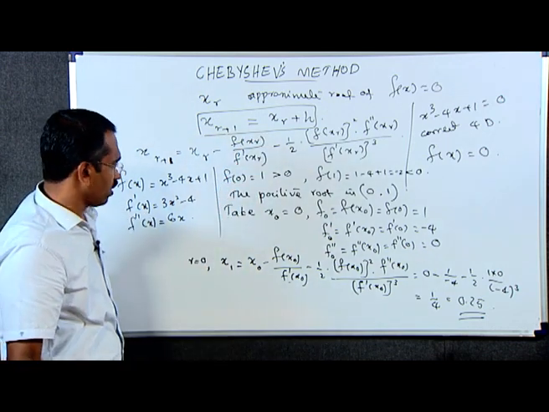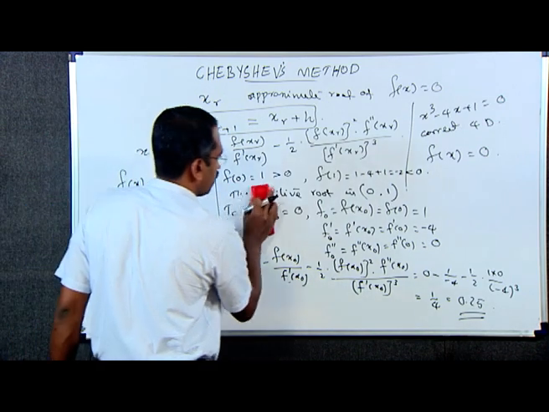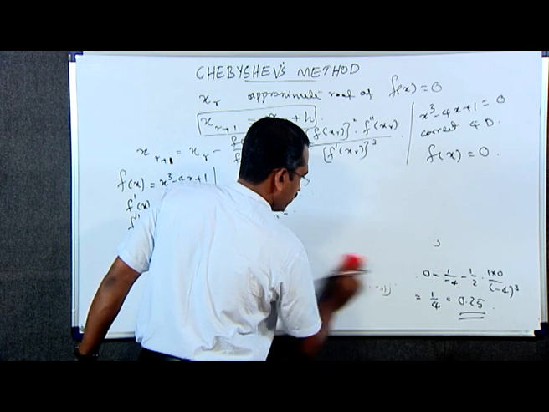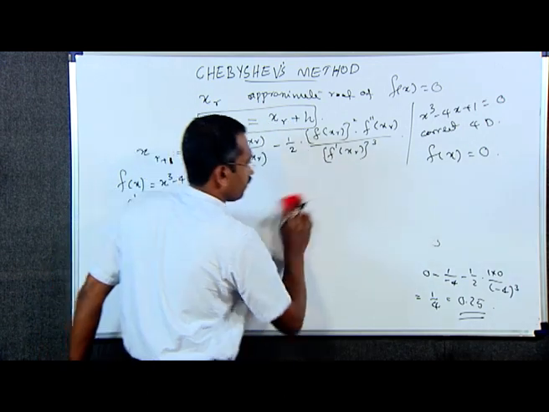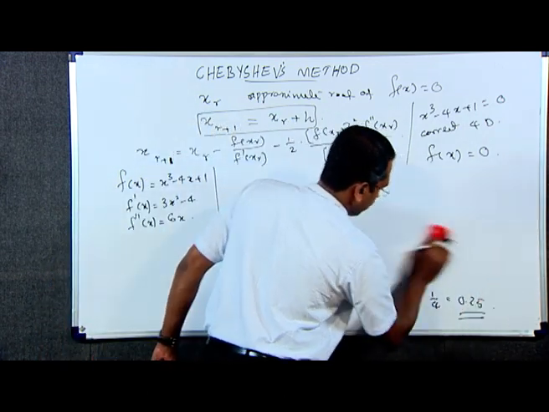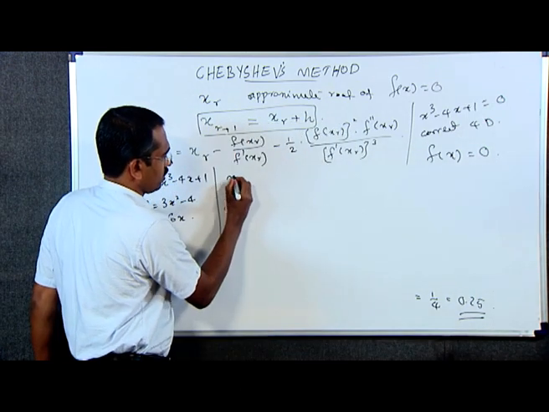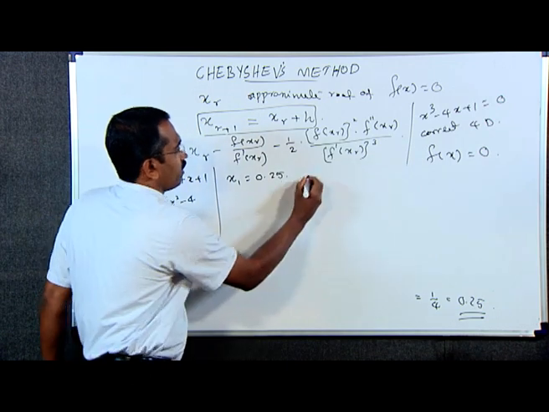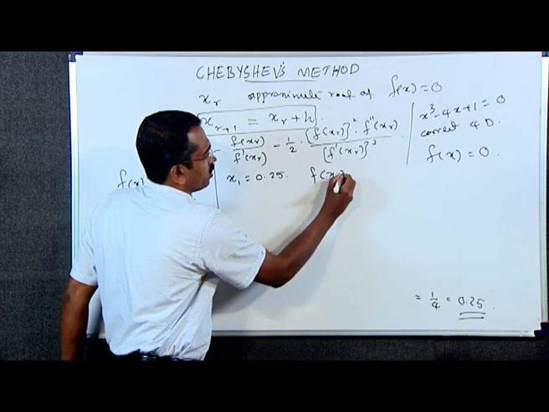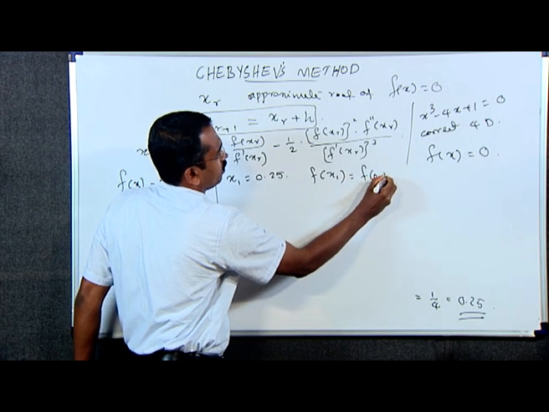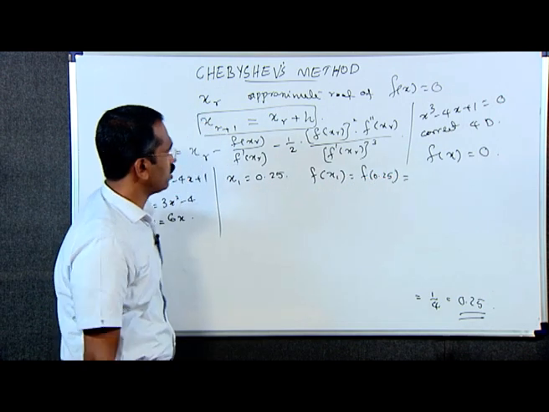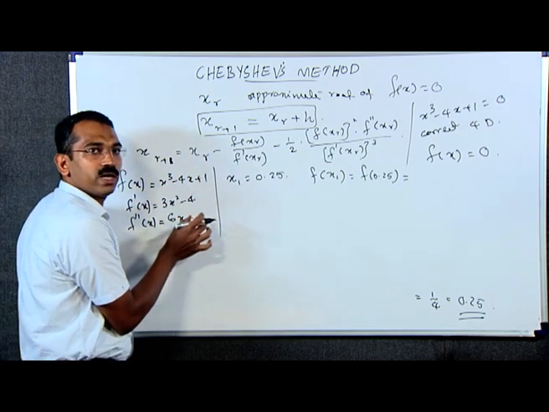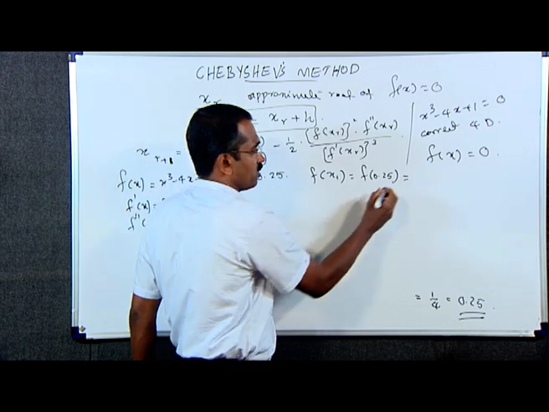and substitute in this formula, taking x1 as 0.25. Then we evaluate f of x1, that is f of 0.25, which is equal to, from this we will obtain f of x1 as 0.05613.